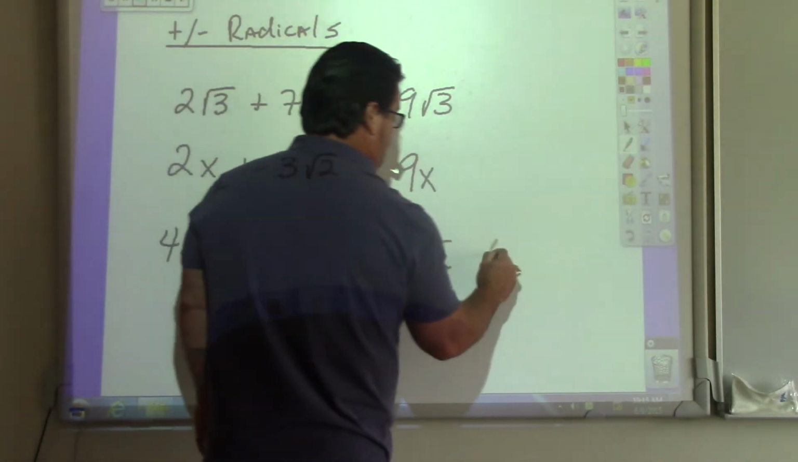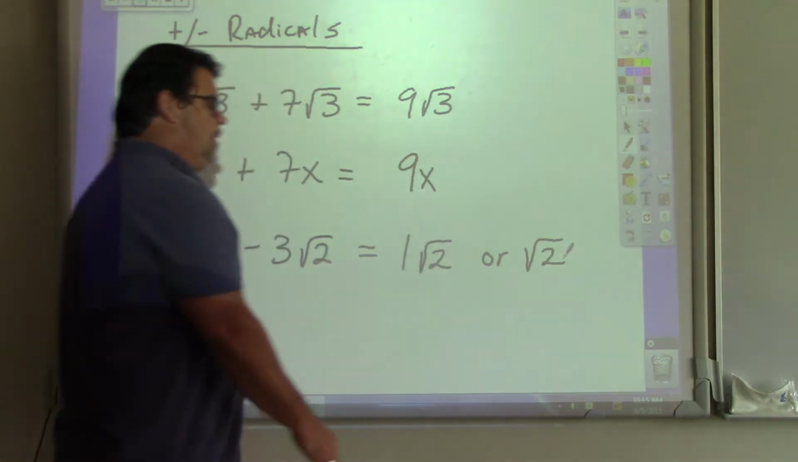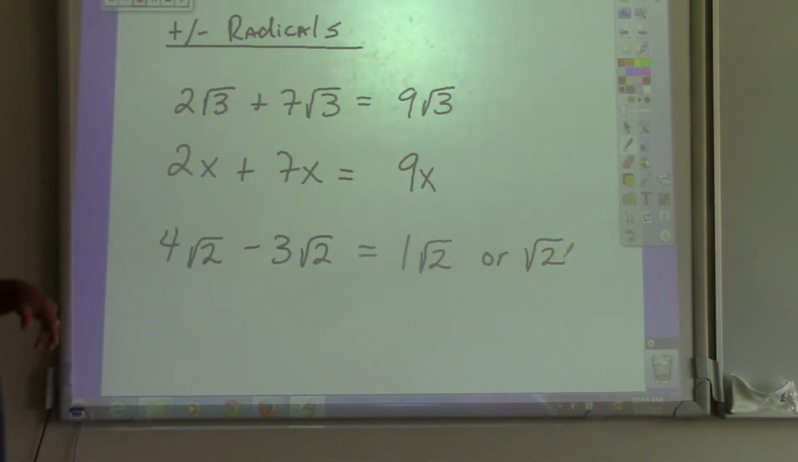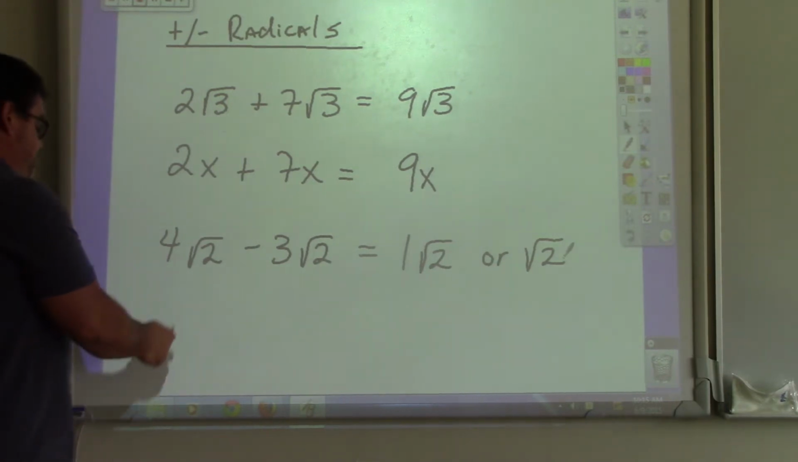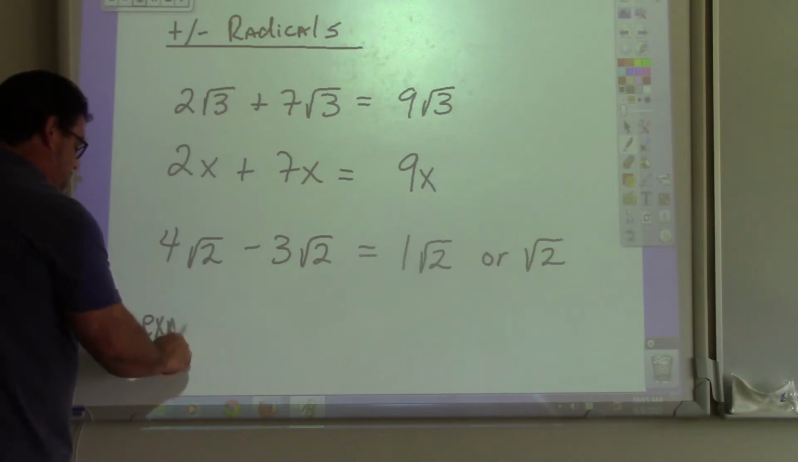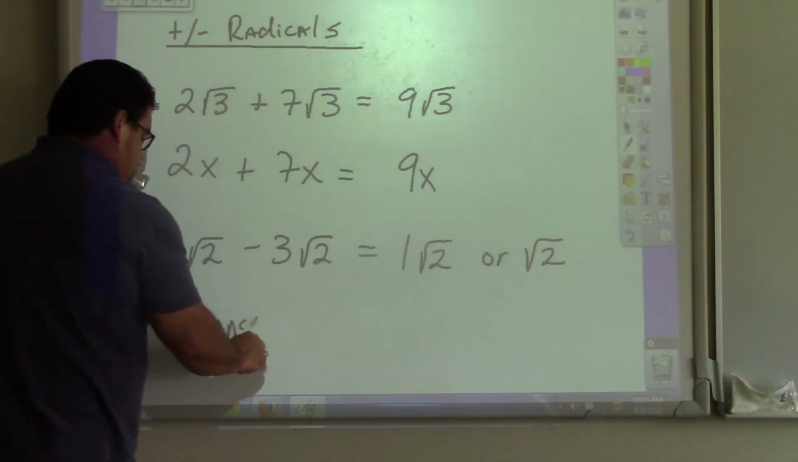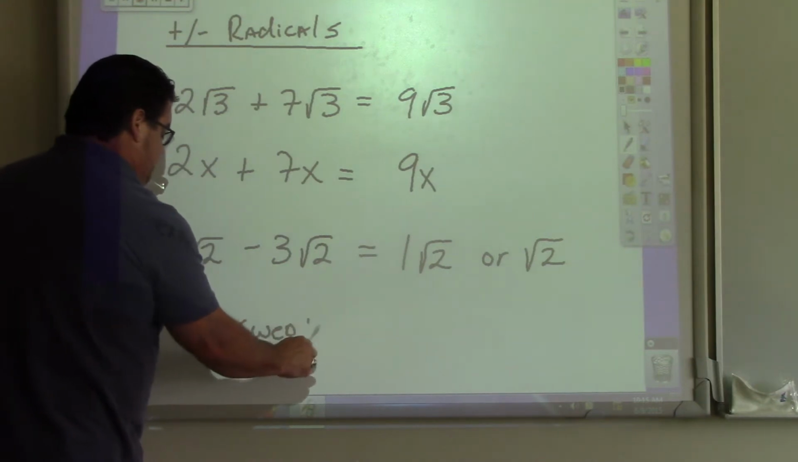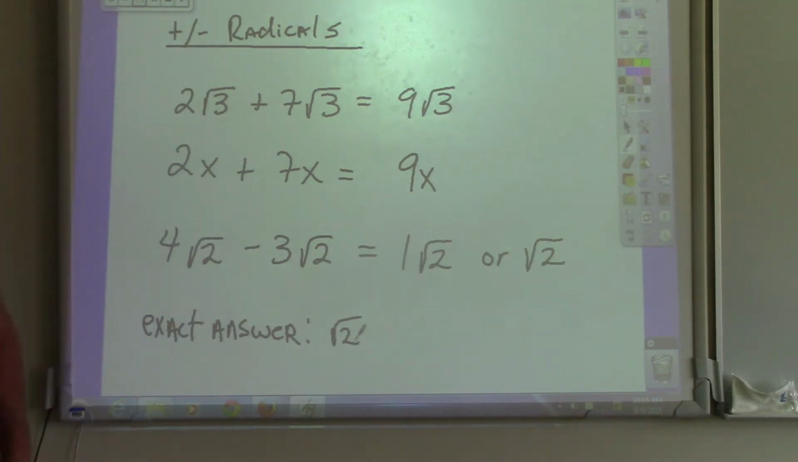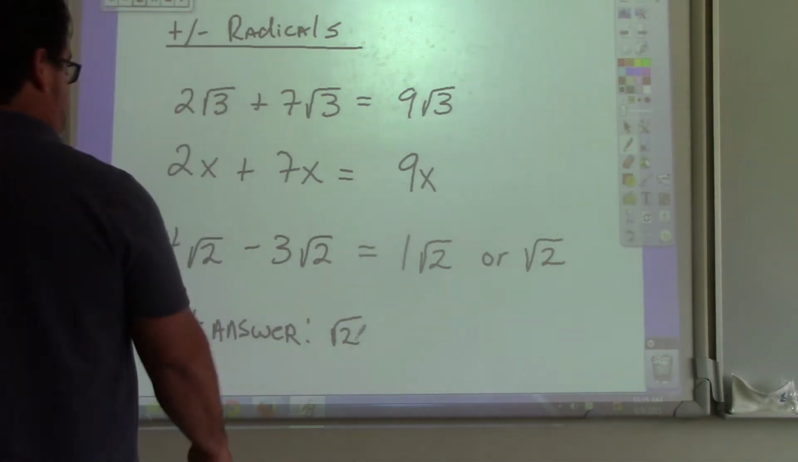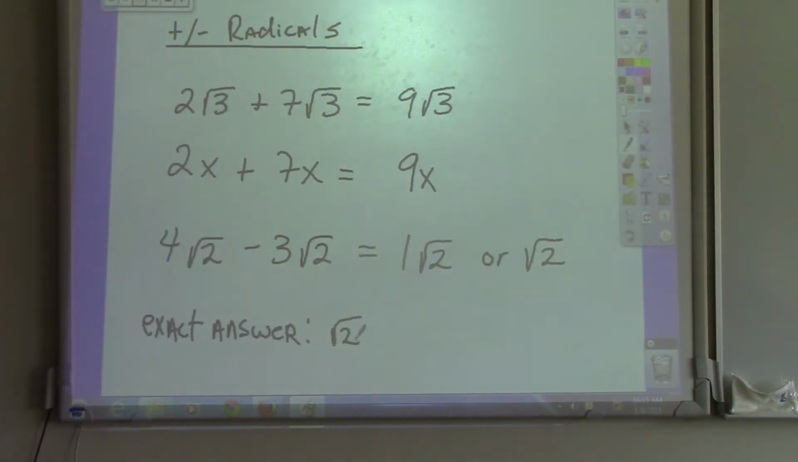1 square root of 2 or square root of 2. Now a lot of people say, well, how do you know when to leave it square root of 2 and when not to leave it square root of 2? Well, when the directions say leave an exact answer, that means square root of 2. It means leave the radical. When you're doing homework problems or test questions and the directions say put the answer in exact terms, then that means leave it in the radical.